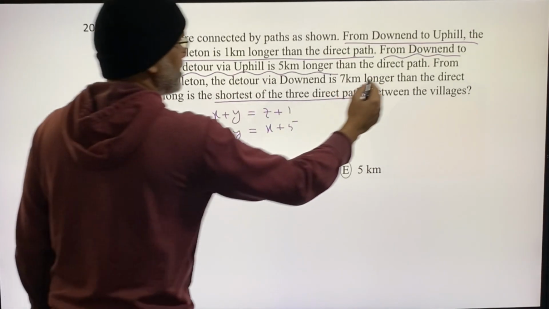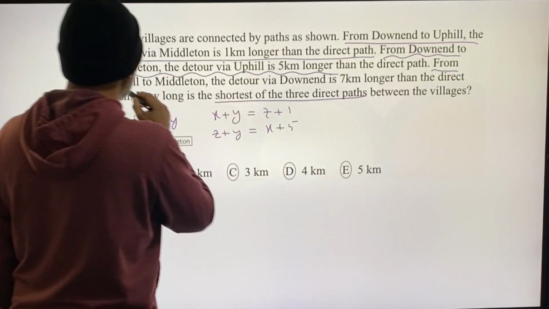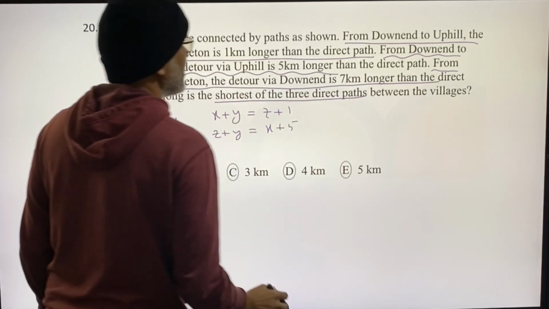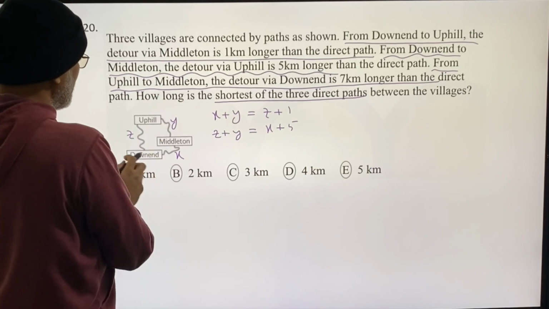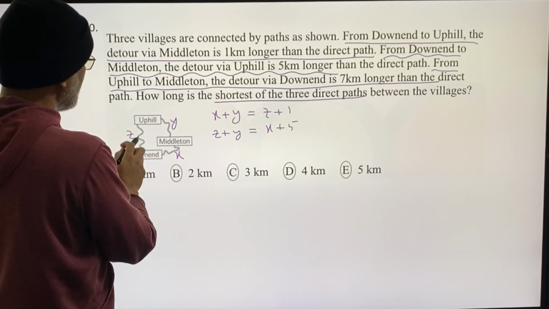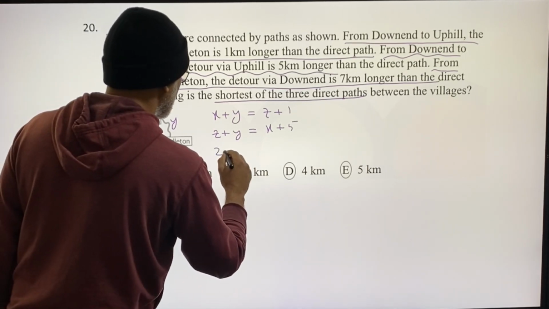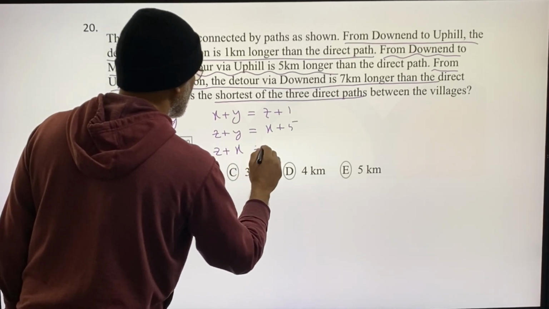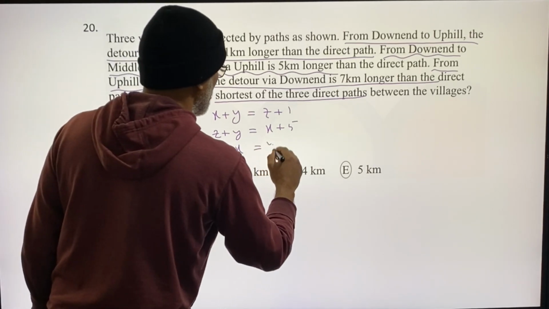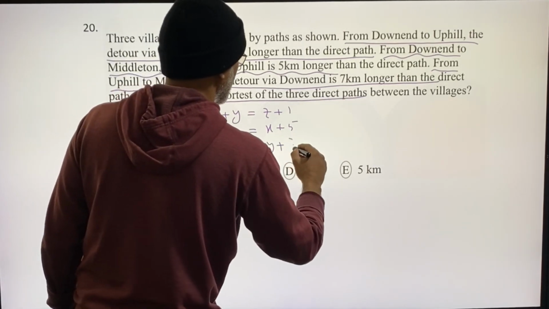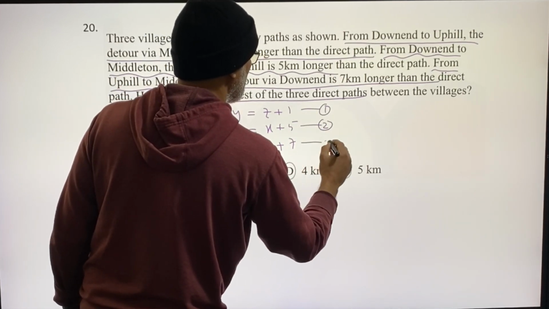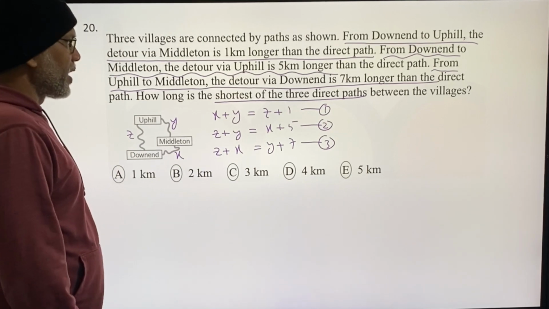From Offhill to Middleton, the detour via Downend is 7 kilometers longer, right? From U to M, but via D, that is z plus x, and the direct path is y plus 7. All right, so these are the three equations, 1, 2, and 3.